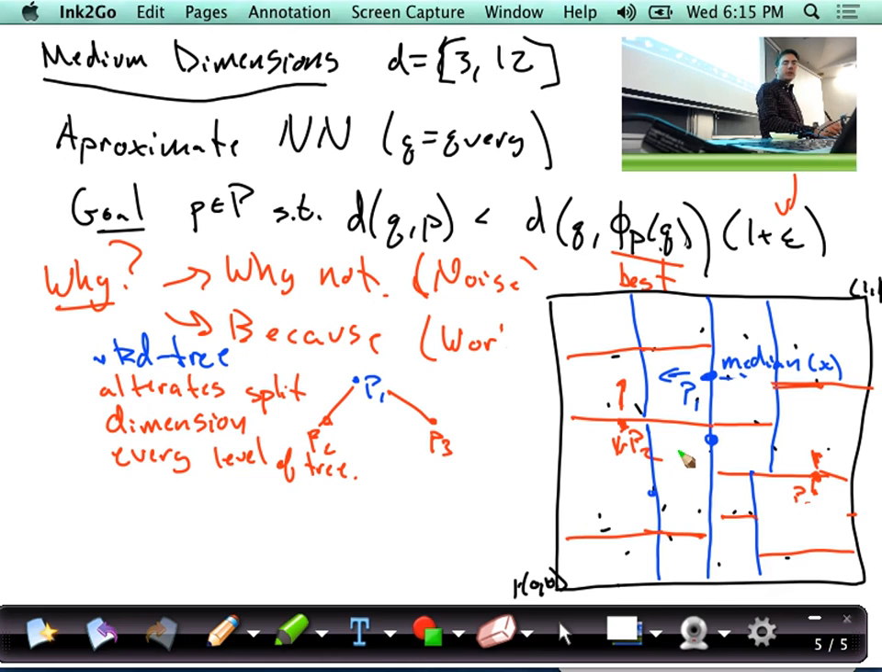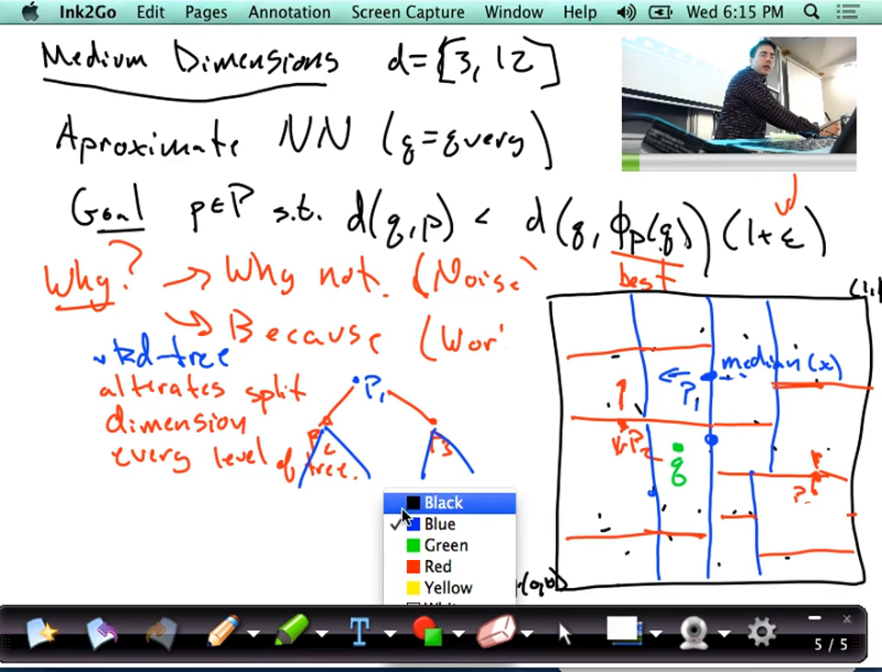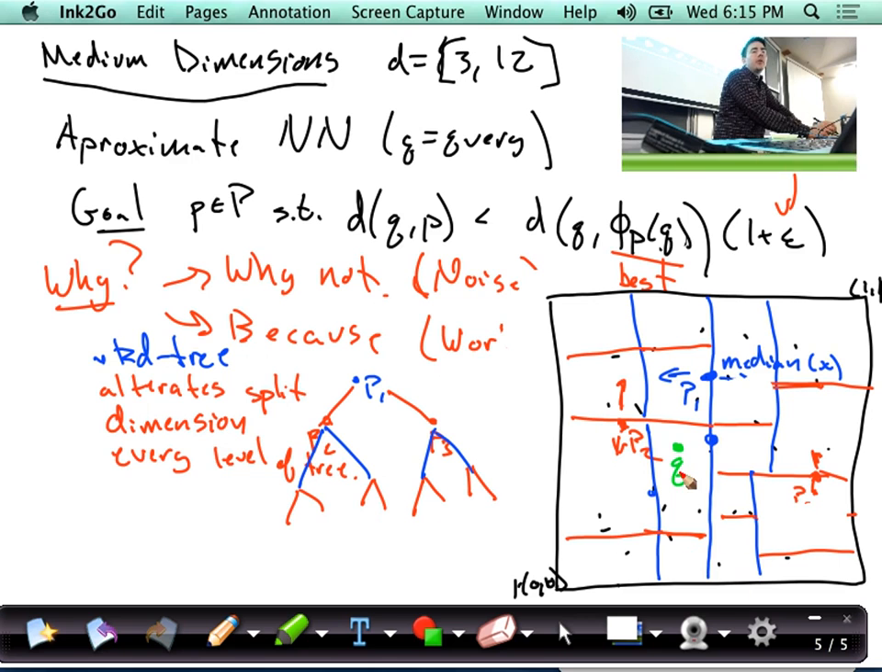Now let's say I've got some point Q, which is my query. I have the leaves at the bottom. How do I find the nearest neighbor, or the approximate nearest neighbor, using this? How would I do this?